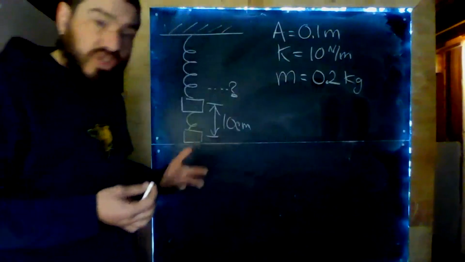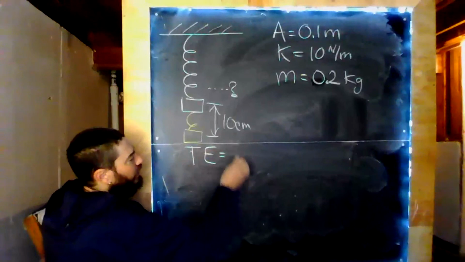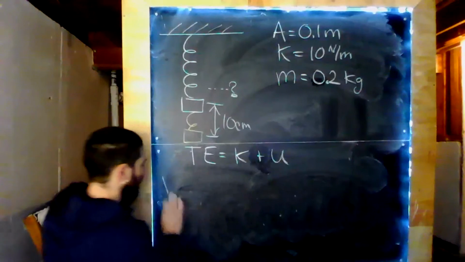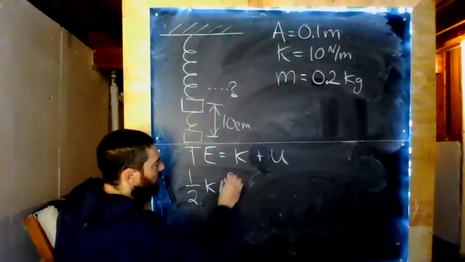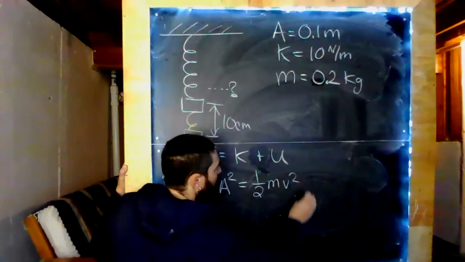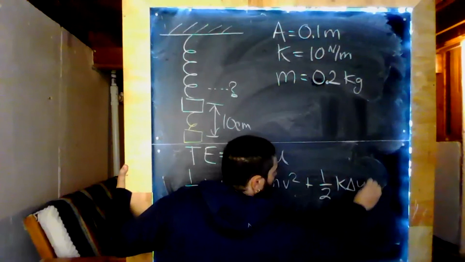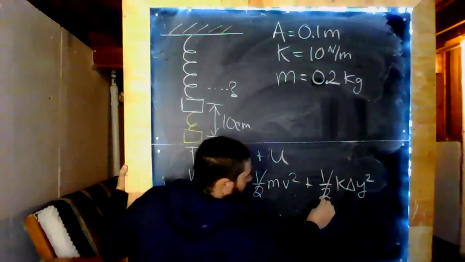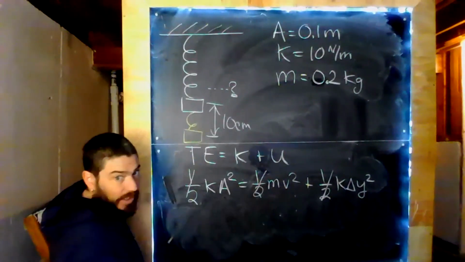I'm just going to start with the statement that the total energy is equal to the kinetic energy plus the potential energy. The total energy is 1/2 kA squared. The kinetic energy is 1/2 mv squared. And the potential energy can be written as 1/2 k delta y squared. My 1/2s cancel. I know A, I know k, I know m, I know everything here but v.